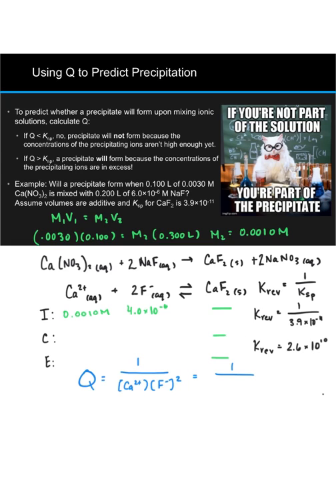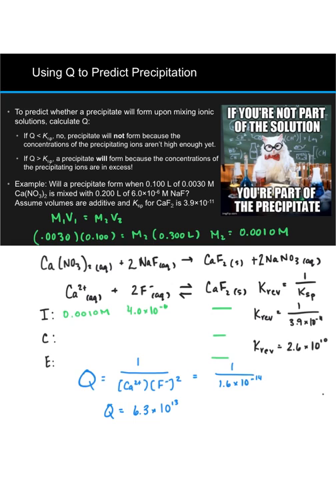The concentration of calcium is 0.001. The concentration of fluoride is 4 times 10 to the minus 6, and that gets squared. Multiply those two things together, we end up with 1.6 times 10 to the minus 14. 1 over 1.6 times 10 to the minus 14 is 6.3 times 10 to the positive 13 power. Right now, our equilibrium constant, 2.6 times 10 to the positive 10, is smaller than the reaction quotient for this reaction written here.